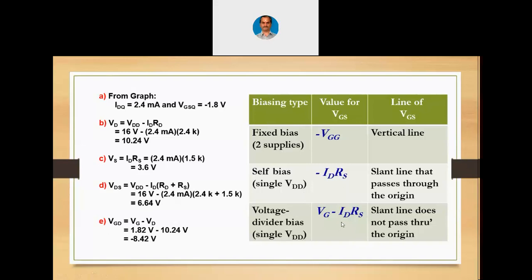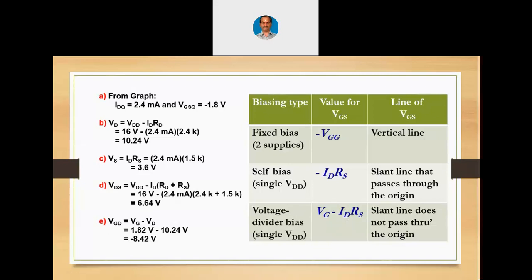So in the case of a fixed bias, the line of VGS is a vertical line, it is parallel to the y-axis. Whereas in case of a self bias, it is a slant line, but the slant line is passing through the origin. Why? Because when ID is 0, VGS also becomes 0. So it is passing through the origin 0, 0. But in case of voltage divider bias or VDB, the slant line does not pass through the origin. Why? Because when ID is 0, VGS will be VG. VGS will not be 0. So this line will not pass through the origin.